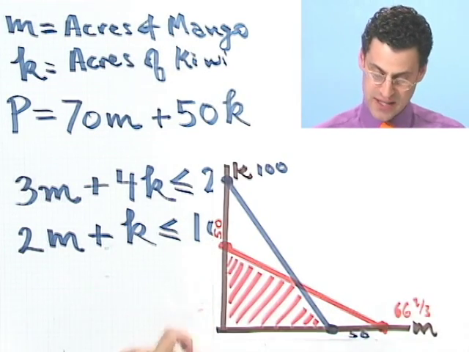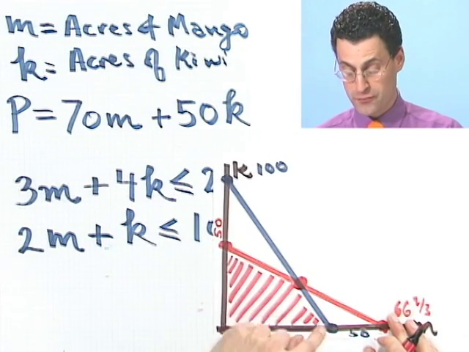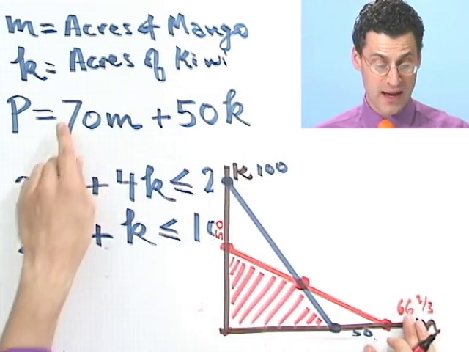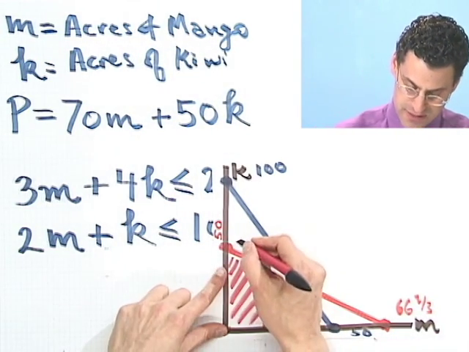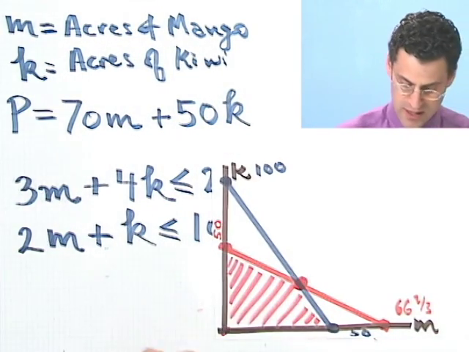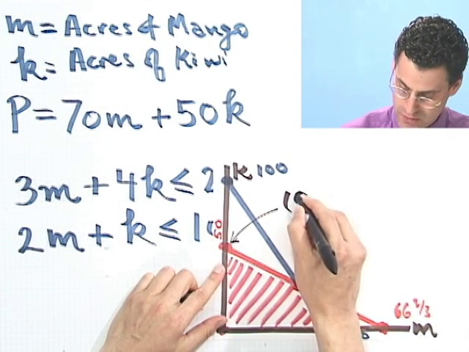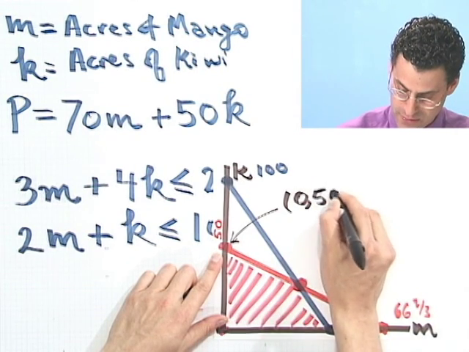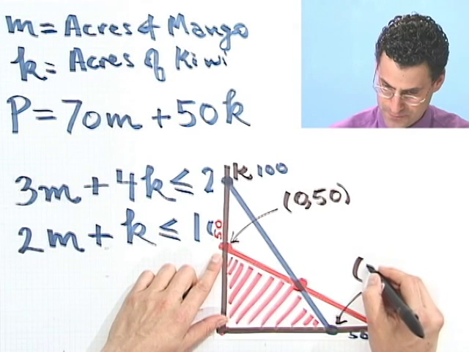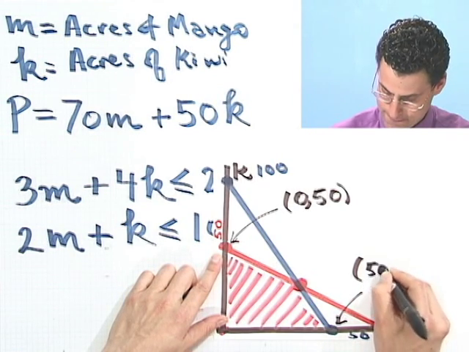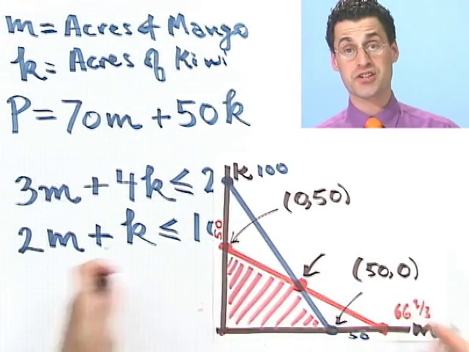And you can see what I actually have, therefore, are 4 vertices. And I know that the maximum of the profit will be at one of these points. So all I've got to do is find the points. Well, this one's easy, because that one I know is an intercept. So that one's at 0 mango, 50 kiwi. This is also easy, because that is 50 mango and 0 kiwi. But this point here, I've got to find the intersection of those 2 lines.